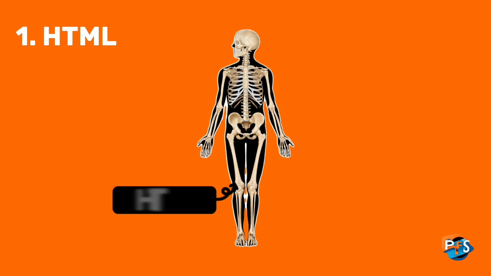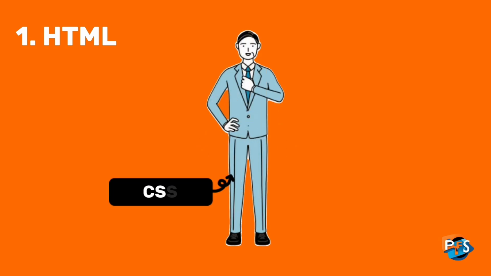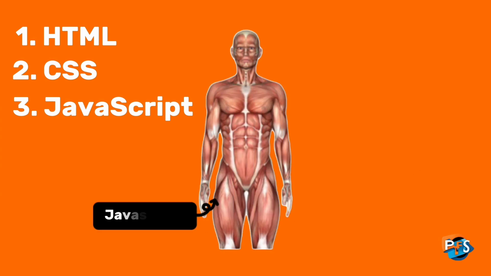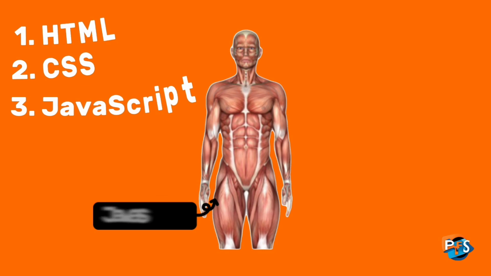Now, if your bones are the HTML, then CSS is like the skin, hair, and clothing that give the body its appearance. CSS is what makes your website look beautiful and appealing. It's all about the styling. And finally, there's JavaScript, which is like the muscles in your body that allow you to move and perform actions. JavaScript adds interactivity and dynamic behavior to your website, allowing users to engage with it in meaningful ways.